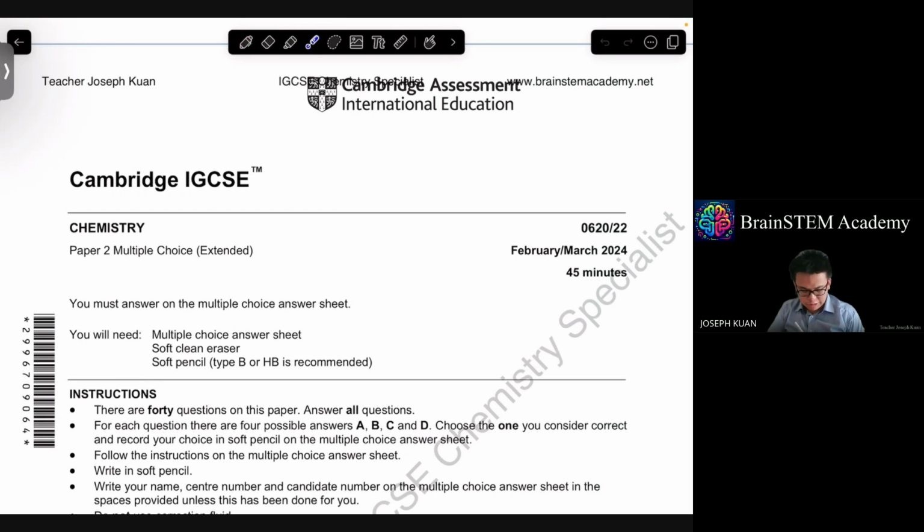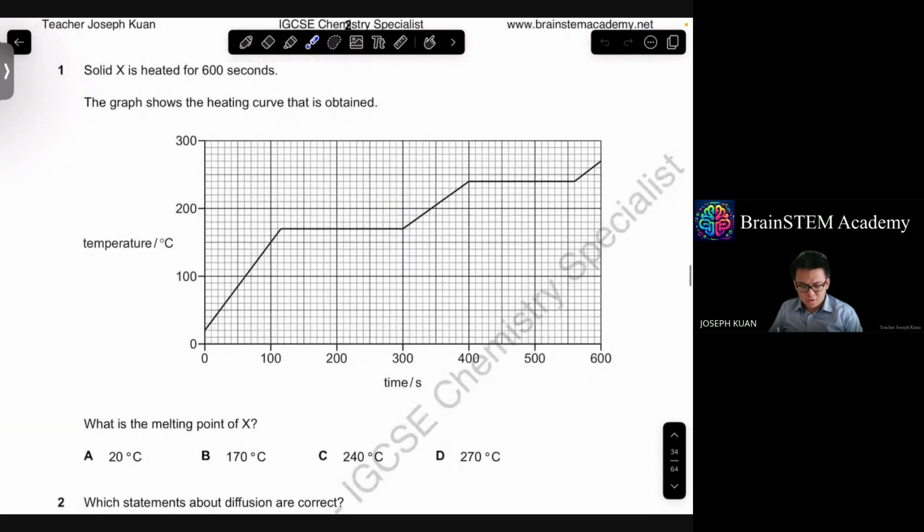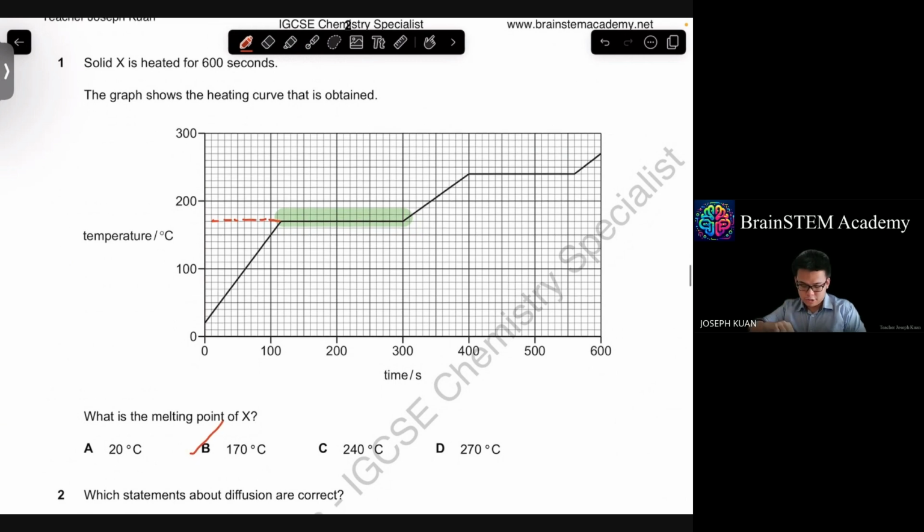Today, we shall look at Cambridge IGCSE Chemistry Paper 2, Multiple Choice Extended, Variant 2, Code 0620, from February-March 2024. Question number 1. Solid X is heated for 600 seconds. The graph shows the heating curve that is obtained. What is the melting point of X? The melting point should be located at the first horizontal line in the heating curve, and that's actually at 170 degrees Celsius.